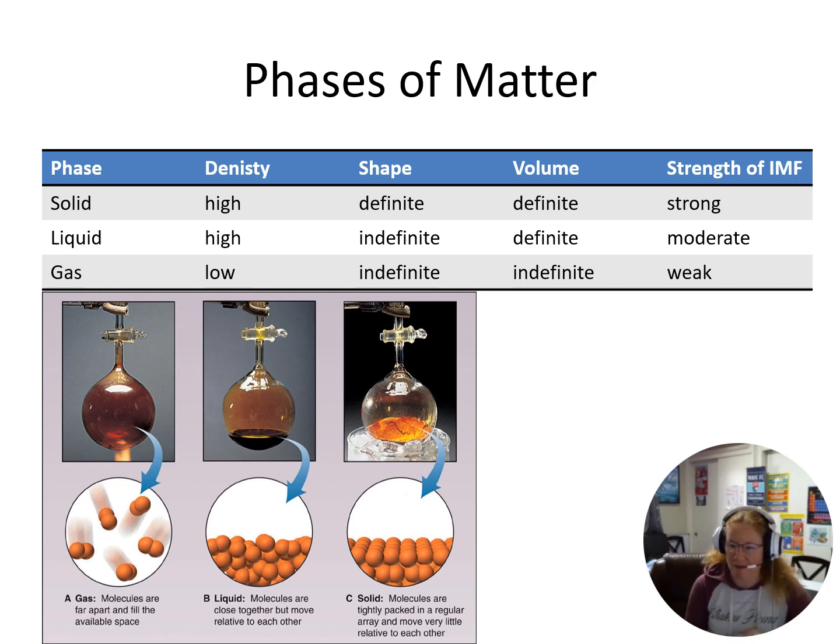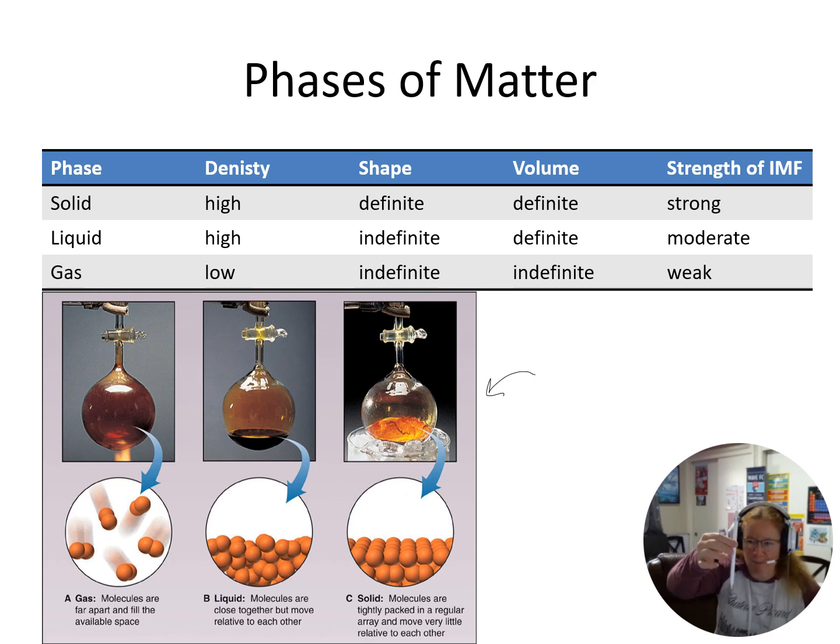Liquids also have high densities because they're still very compact and close together. Gases, though, are super spread apart. They have very low densities, okay? And you can see down here, I have some pictures of solids, liquids, and gases. Now, a solid has a very definite shape.